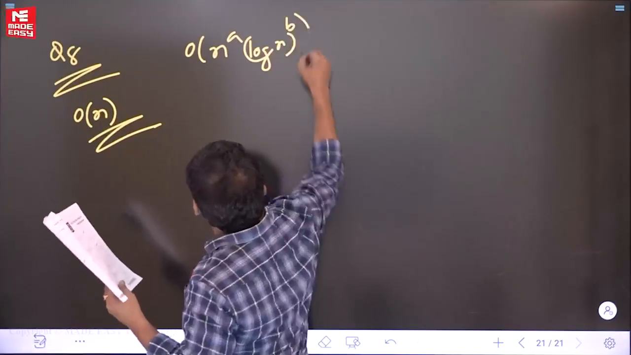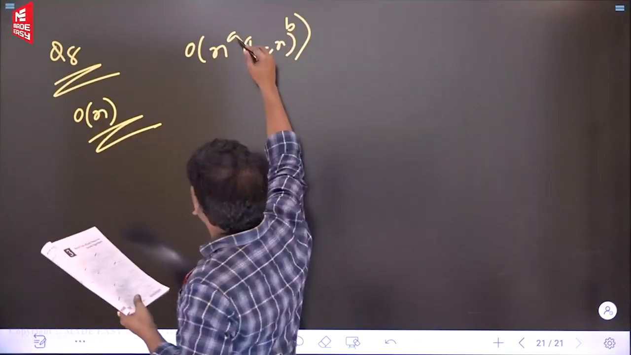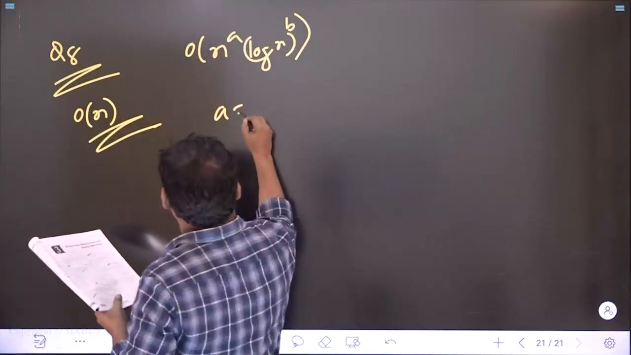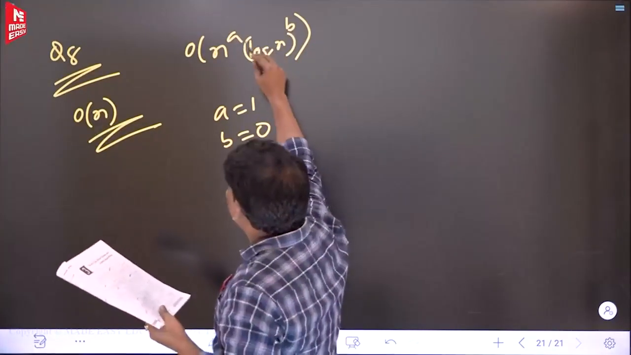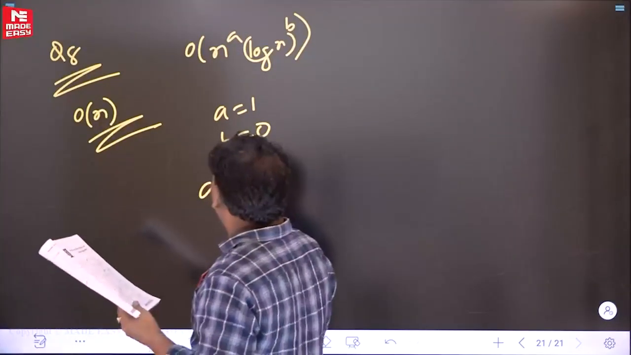That is the thing he is saying. Now check. I want the answer as n, but he is saying this is the answer. So a should be 1, b should be 0. So log n whole power 0 becomes 1, so n power 1 is n. n is the answer.